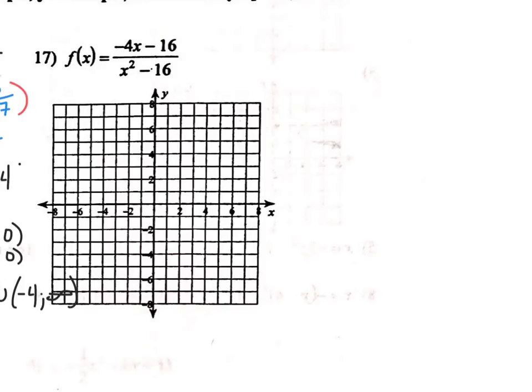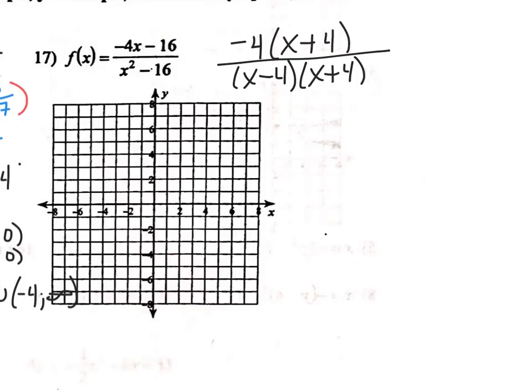Okay, now we're going to take a look at number 17. All right, in this rational function, again, we're going to have a hole in the graph because the x plus 4 over x plus 4 cancels out. So you have to know how to factor these. If you don't know how to factor, then you're going to have an issue.